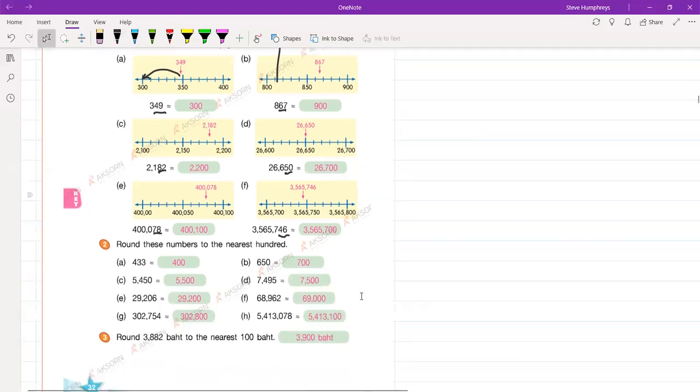And number 2, A to H, 8 examples. Round those numbers to the nearest 100 and write your answer in the box. Okay, remember, you're looking at the last 2 digits. That tells you, every time, what you've got to do.